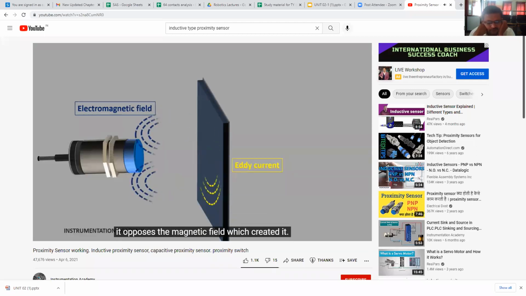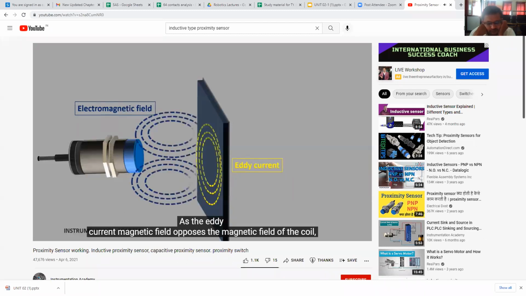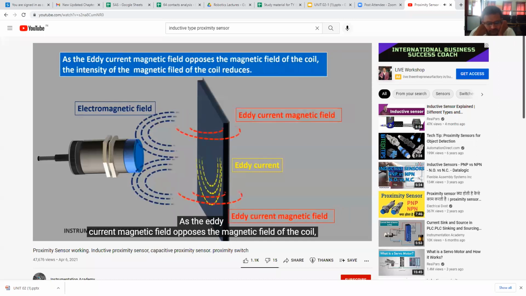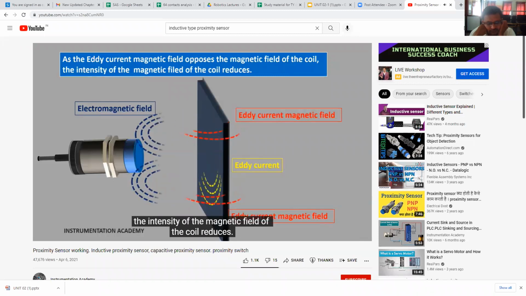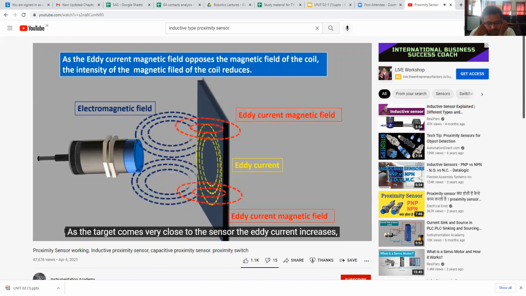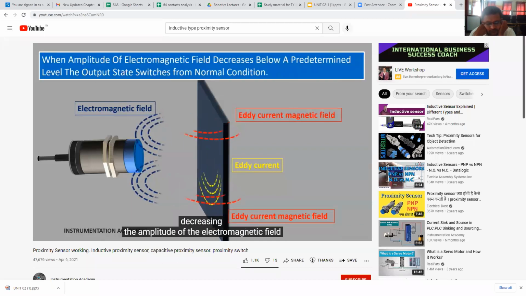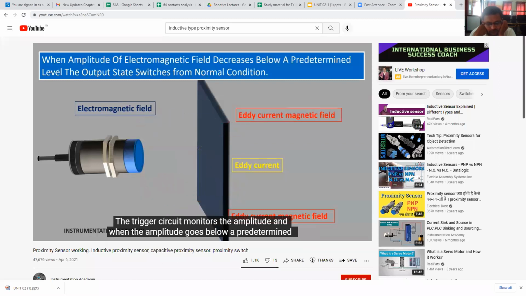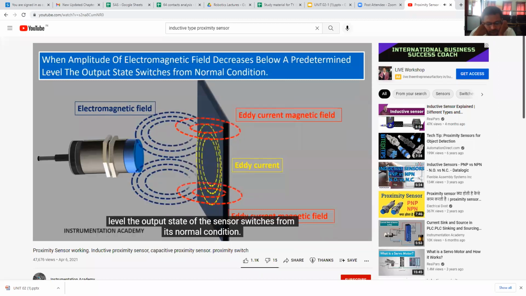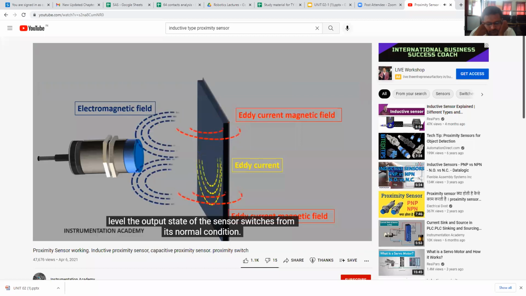This eddy current produces another magnetic field called eddy current magnetic field, and it opposes the magnetic field which created it. As the eddy current magnetic field opposes the magnetic field of the coil, the intensity of the magnetic field of the coil reduces. As the target comes very close to the sensor, the eddy current increases, decreasing the amplitude of the electromagnetic field. The trigger circuit monitors the amplitude, and when the amplitude goes below a predetermined level, the output state of the sensor switches from its normal condition.